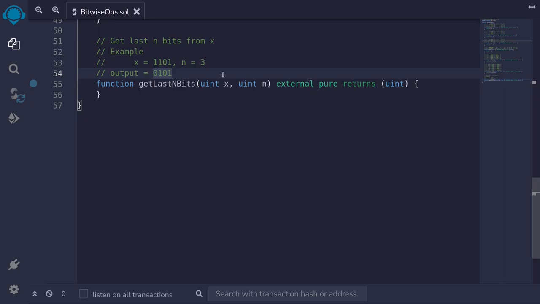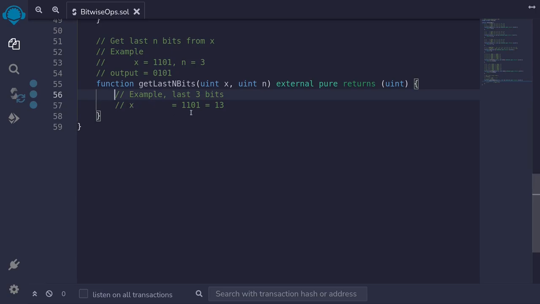Okay, let's now go over the answer. The bitwise operators that we'll be using are shift left and the AND operator. What we'll do is create n ones. For example, if n is equal to 3, then we'll create 3 ones and then use the AND operator to return the last n bits.